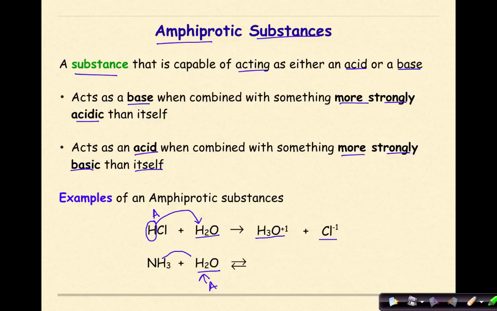On the bottom, this water molecule is going to act as an acid because it's going to be donating one of its hydrogens to the ammonia. When it does, we form the ammonium ion along with the hydroxide ion. So in this case, on top, the water is acting as a base, and on the bottom, the water is acting as an acid, and it will totally depend on what it's reacting with.